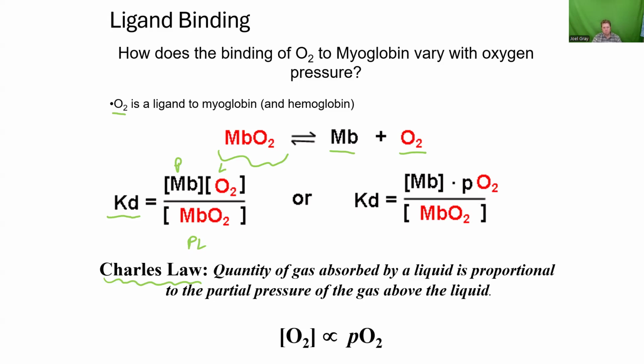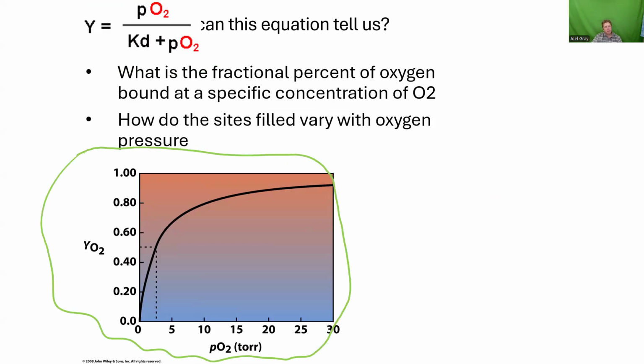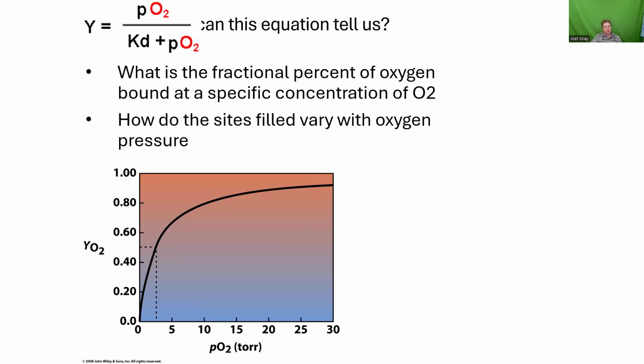Now, all of that was put together so that we could come up with this equation right here. Y is equal to PO2 divided by KD plus PO2. Now, the important thing for you to take away isn't so much that equation, but this graph right here. This graph shows us a couple of important things. It shows us, one, the shape of the curve for when myoglobin binds O2.